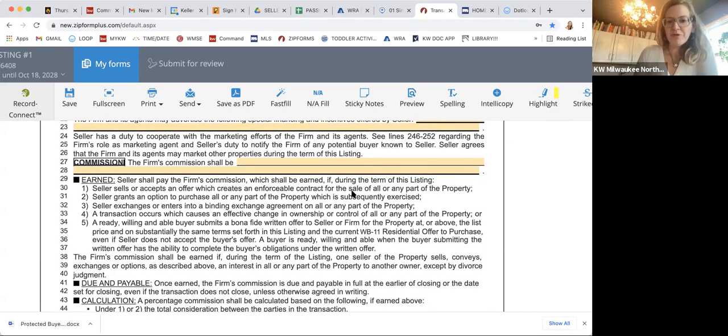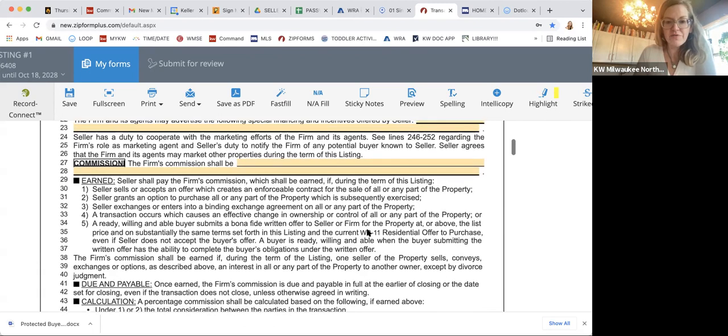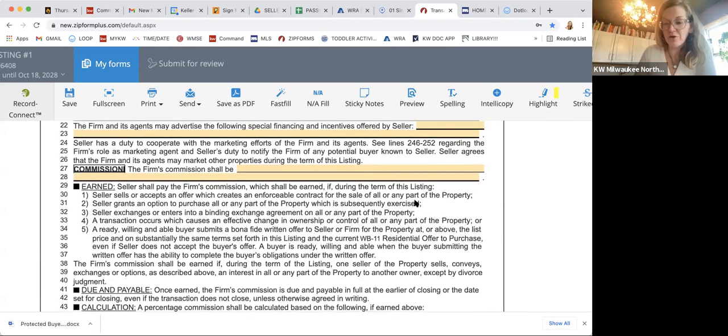Seller has a duty to cooperate with the marketing efforts of the firm and its agents. See lines 246 regarding the firm's role as a marketing agent and seller's duty to notify the firm of any potential buyer known to the seller. Seller agrees that the firm and its agents may market other properties during the term of this listing.